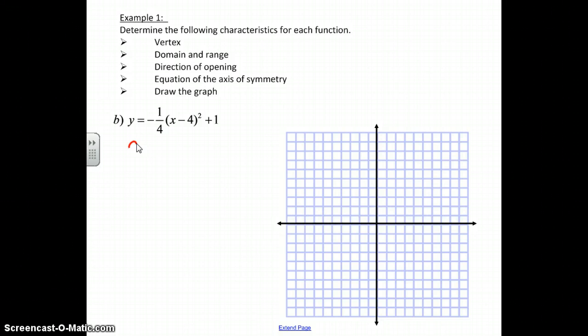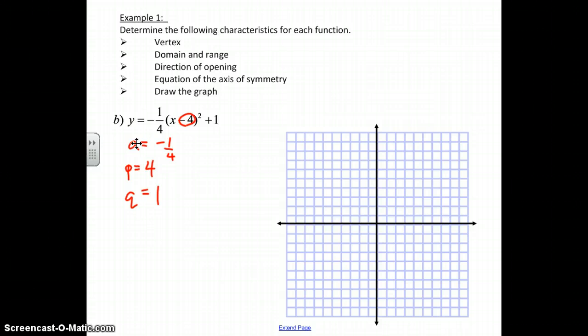I'm going to list my a, p, and q. So my a is -1/4. My p is, remember, it's not -4, it's 4, because it's the opposite sign of what we see here. And q is +1, so it's the same sign. Now, looking at what this information tells me.